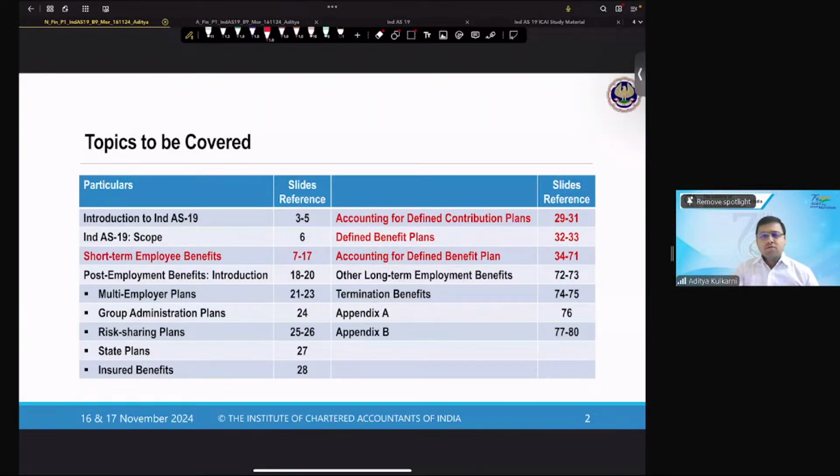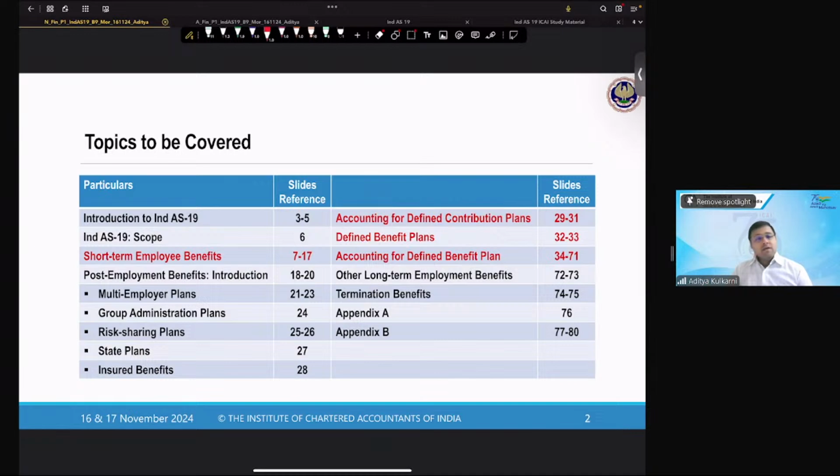We shall now commence the new standard, that is Ind AS 19, which deals with employee benefits. A slightly technical standard in terms of the manner of calculations, slightly complex, but a very interesting standard, so to speak. It has also come in your examination a couple of times, so it is quite important. And definitely it is very scoring.